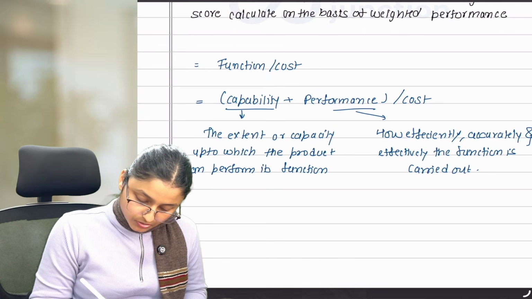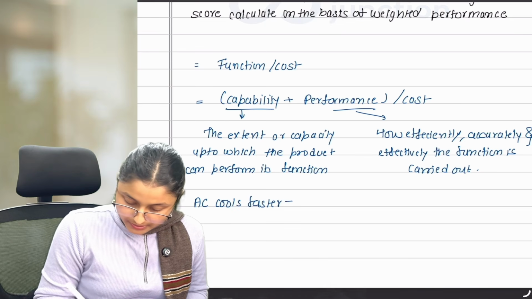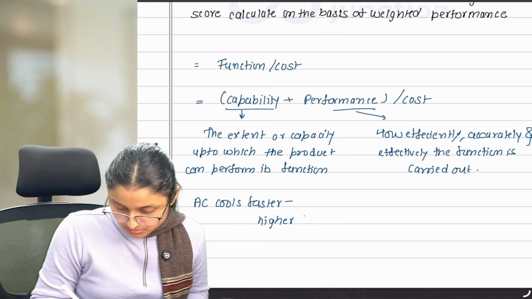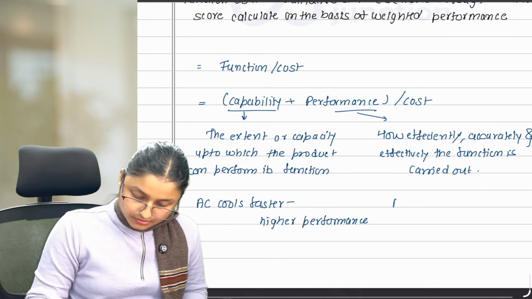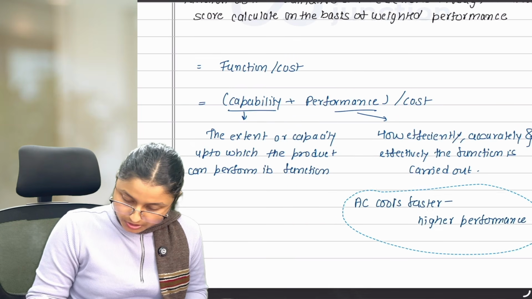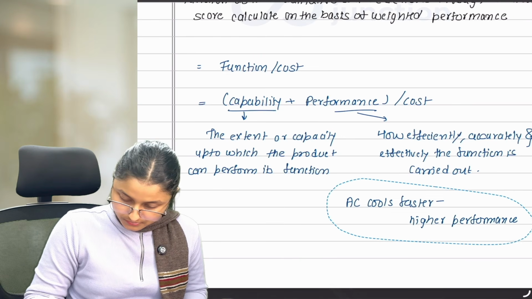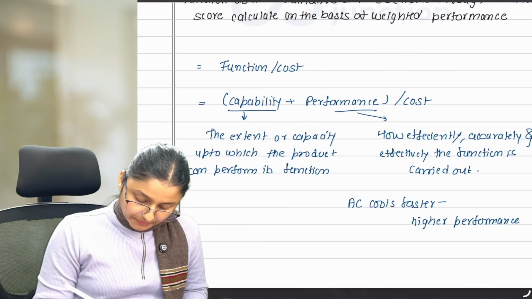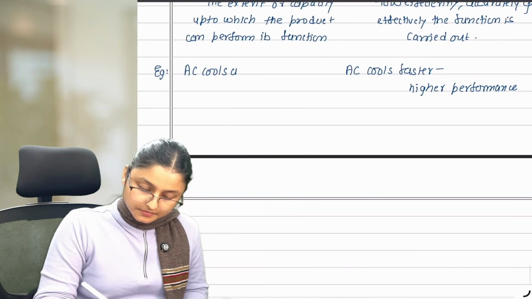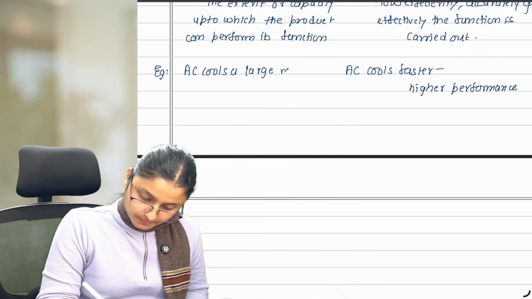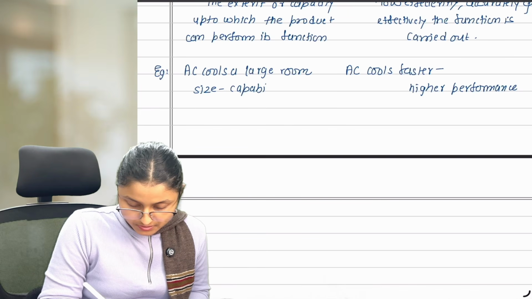You can write examples also. AC cools faster, and this is higher performance. So higher performance example should come here, right? Next, for capability, AC cools a large room size, and that is capability of AC.